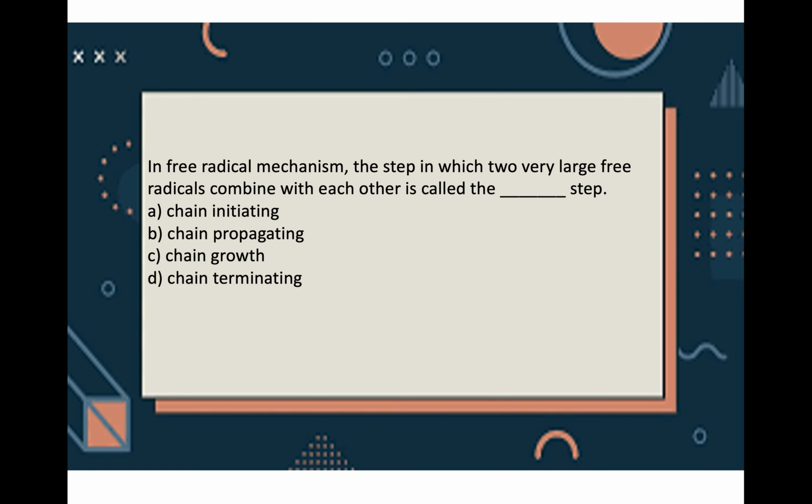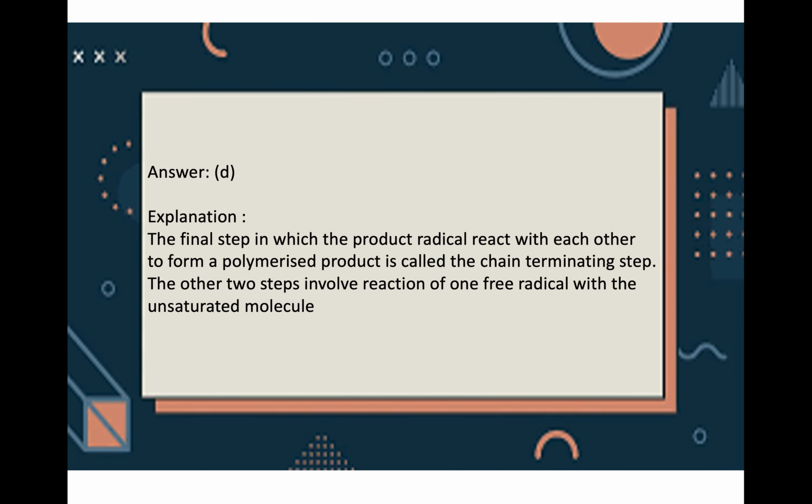Next question: in the free radical mechanism, the step in which two very large free radicals combine with each other is called the dash step. A. Chain initiating, B. Chain propagating, C. Chain growth, and D. Chain terminating. The answer is again option D, chain terminating. In this final step, the product radicals react with each other and form a polymerized product, so that step is called the chain terminating step. The other two steps involve the reaction of one free radical with an unsaturated molecule.